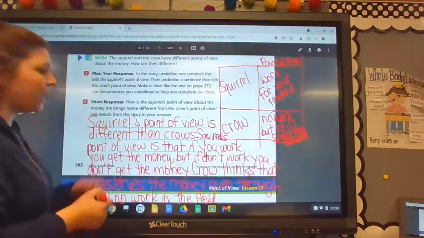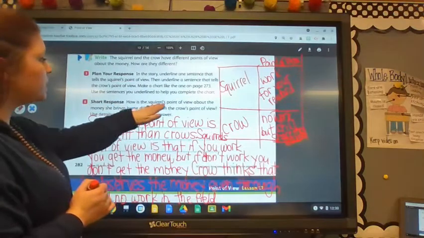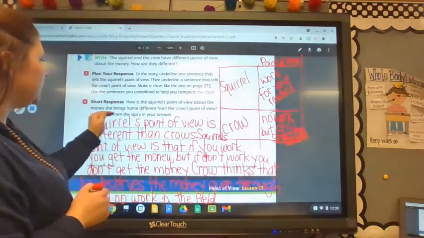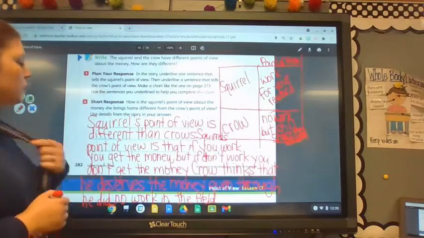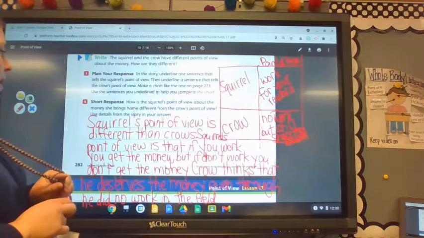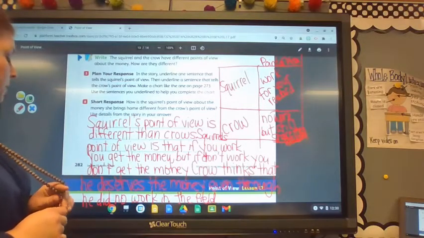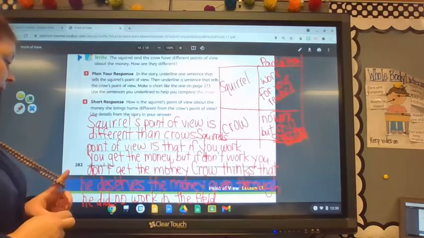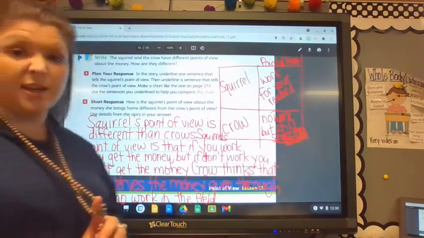All right, so let's go back and let's make sure that we have this question answered. The question says, how is the squirrel's point of view about the money she brings home different from the crow's point of view? Squirrel's point of view is different than crow's. Squirrel's point of view is that if you work, you get the money, but if you don't work, you don't get the money. Crow thinks that he deserves the money, even though he did no work in the field.